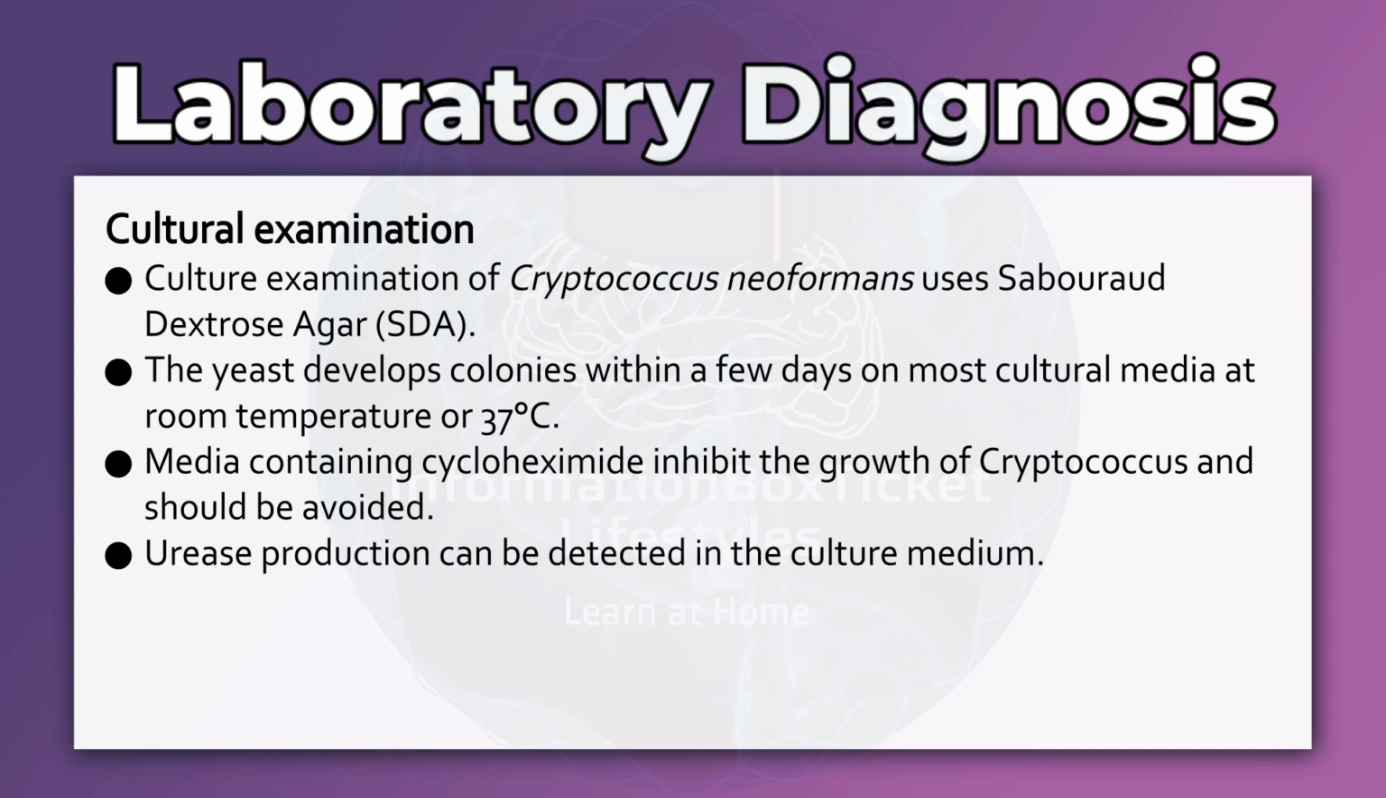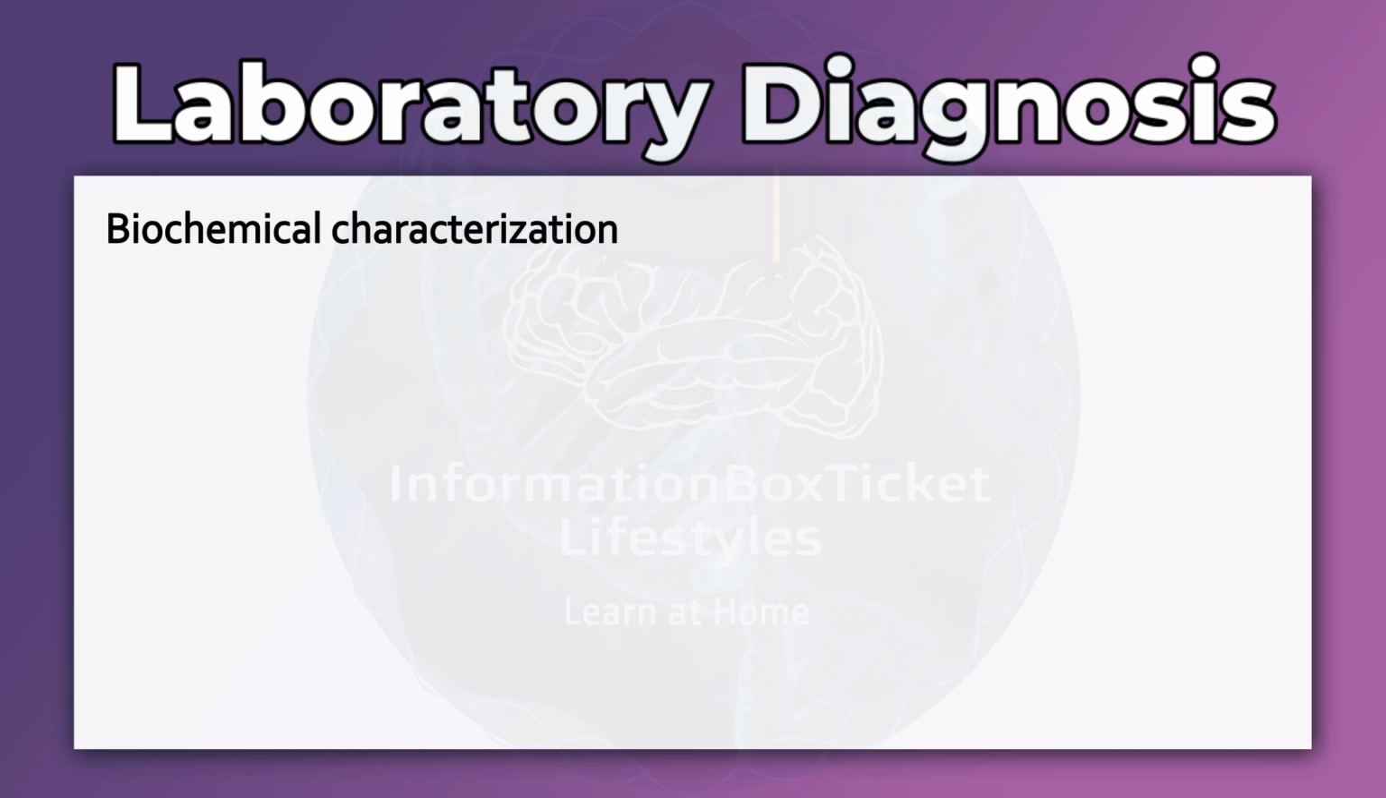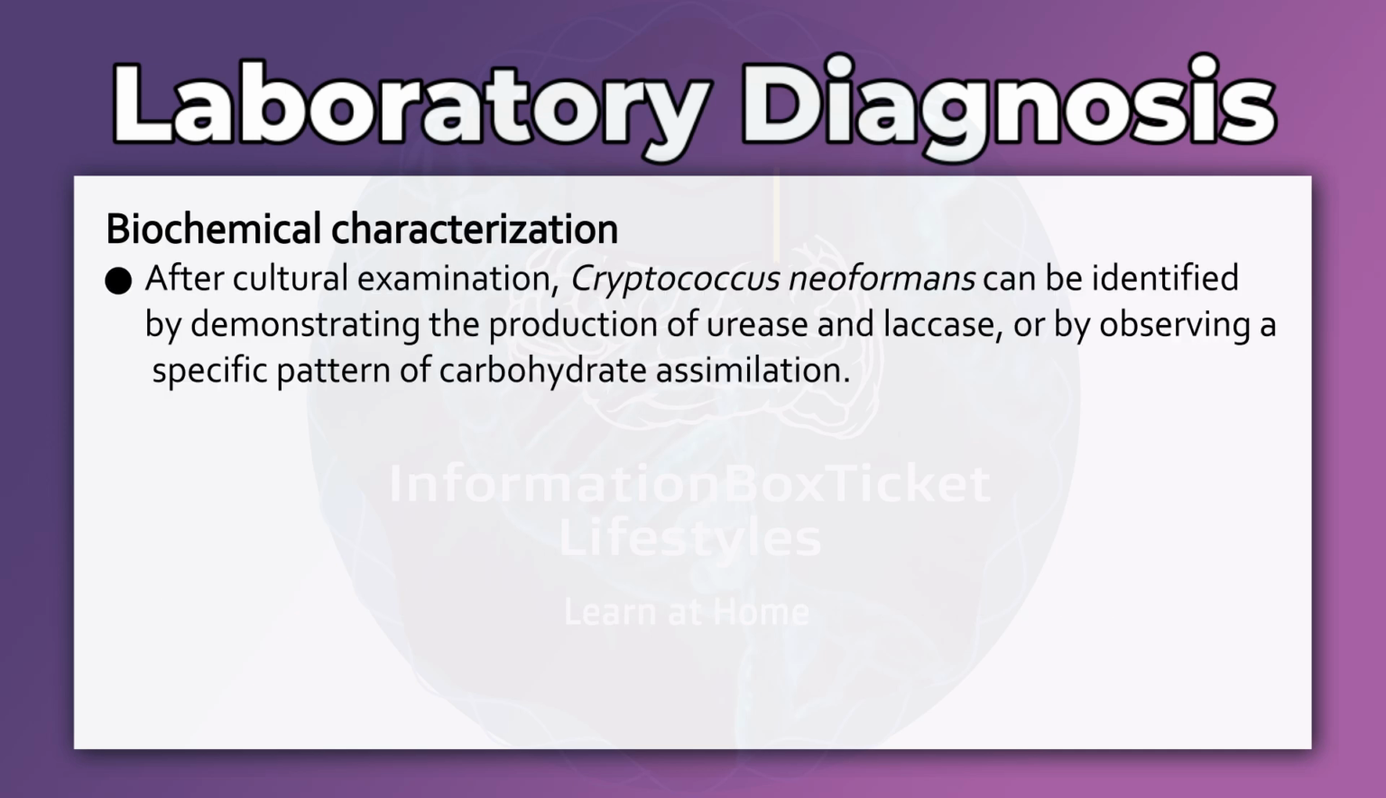Urease production can be detected in the culture medium. On suitable diphenolic substrates, the phenoloxidase, laccase, of Cryptococcus neoformans produces melanin in the cell walls, resulting in brown pigmented colonies. Biochemical characterization. After cultural examination, Cryptococcus neoformans can be identified by demonstrating the production of urease and laccase, or by observing a specific pattern of carbohydrate assimilation.